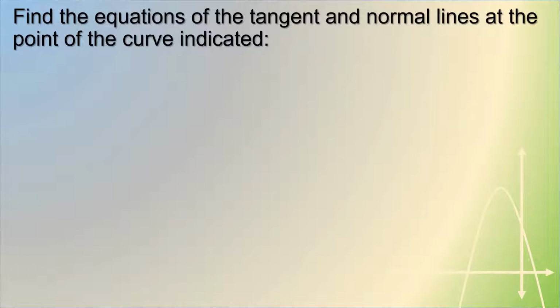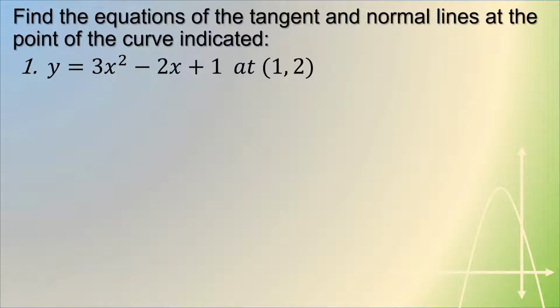And so, for example, we have to find the equations of the tangent and normal lines at the point of the curve indicated. So, number 1, y is equal to 3x squared minus 2x plus 1, our equation of the curve at the point (1, 2). So, we have to find first the slope, or the y derivative of this equation. So, that is 6x minus 2. And that is our slope for the tangent line.